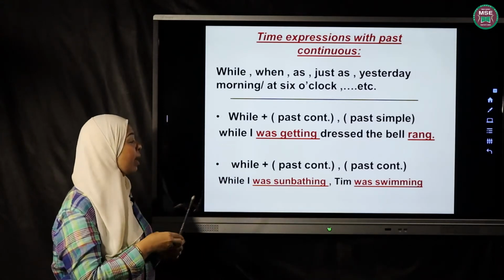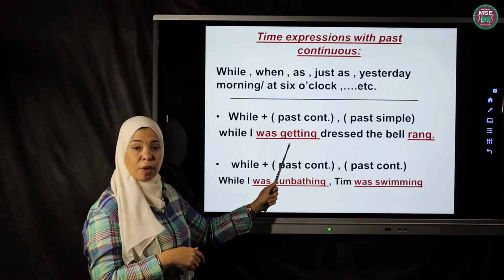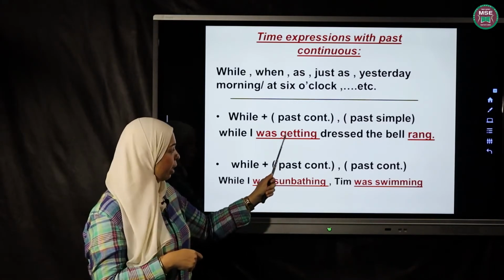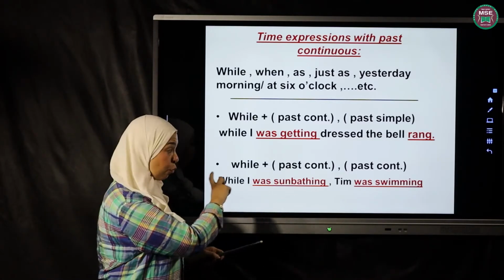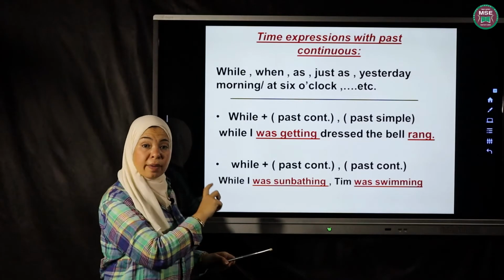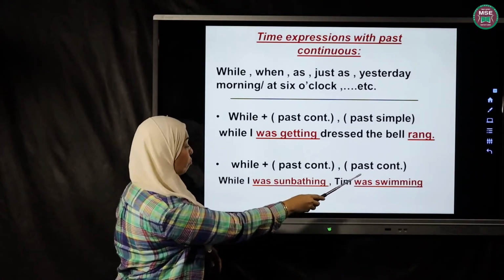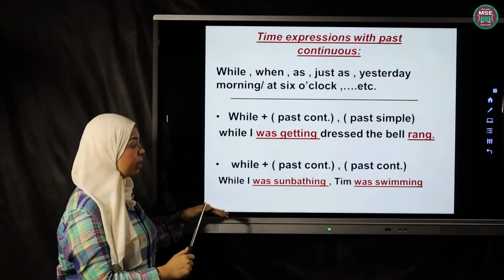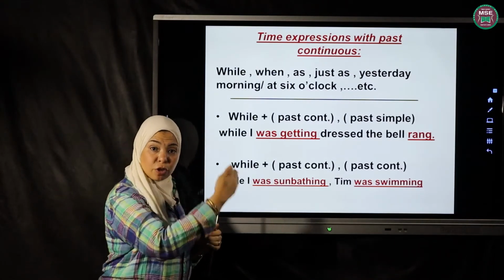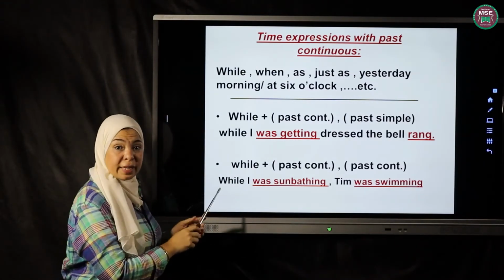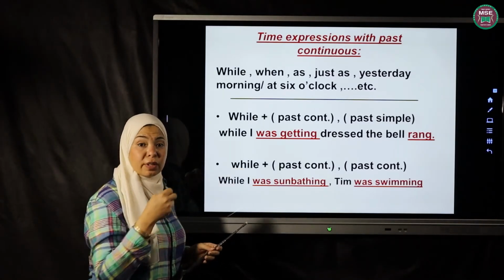Here you have while plus was and the verb get plus ing. I double the T here because of the vowels. We have E and I, so I have to double the last letter. While plus past continuous, this is the form or the rule for using while in the past continuous. While plus past continuous and the other verb in the past continuous. This is another case, while interrupted by another action, as we said, long action interrupted by short action. This is for the second point I explained, two simultaneous past continuous actions.